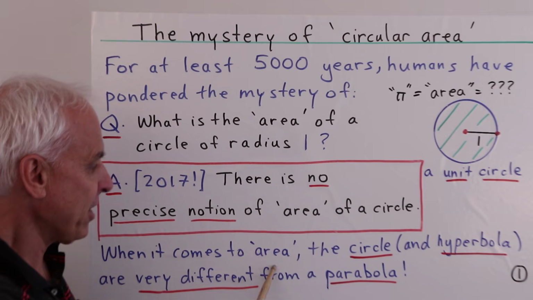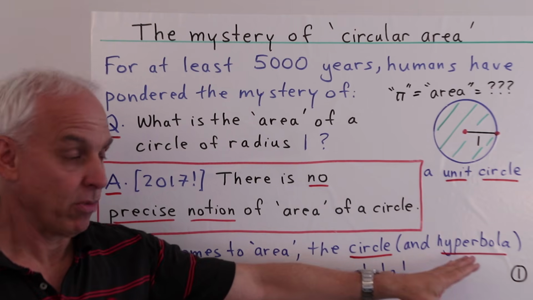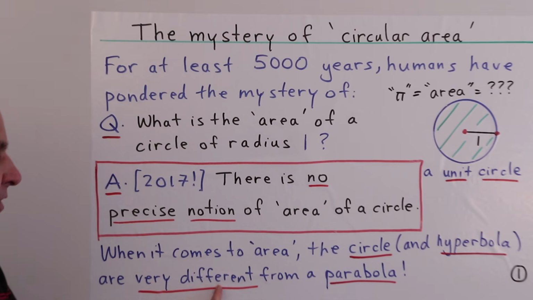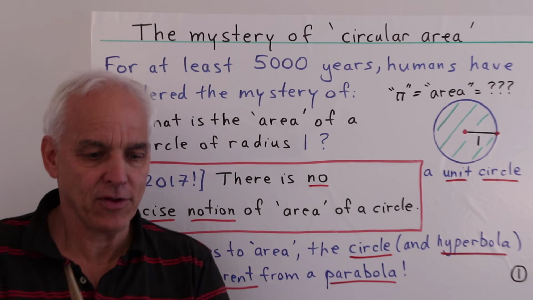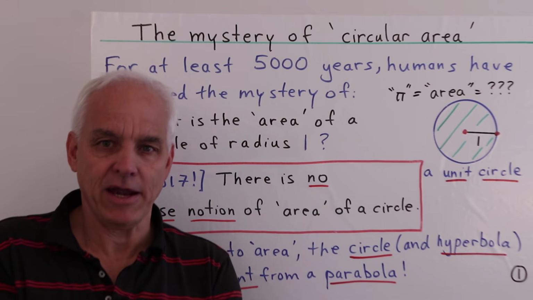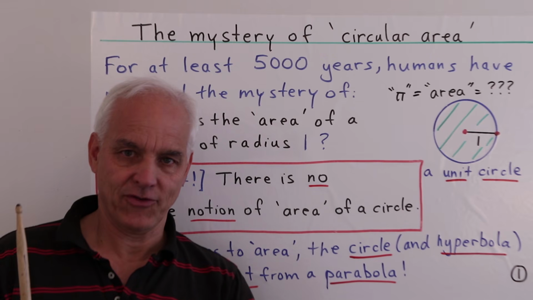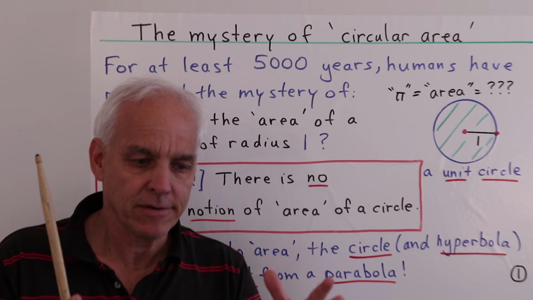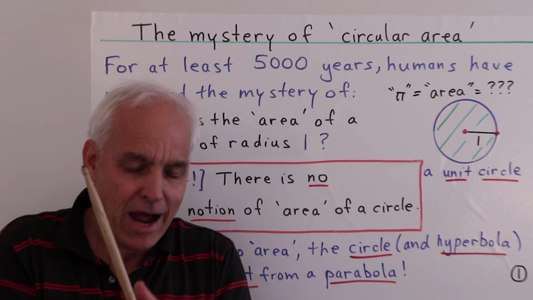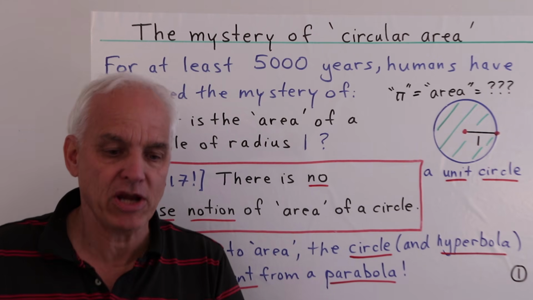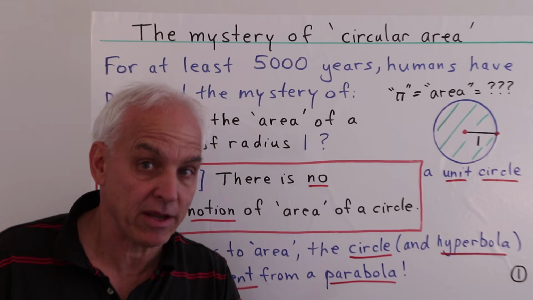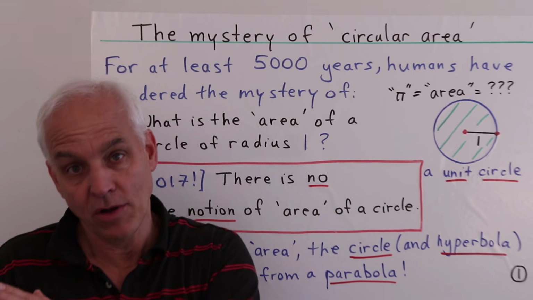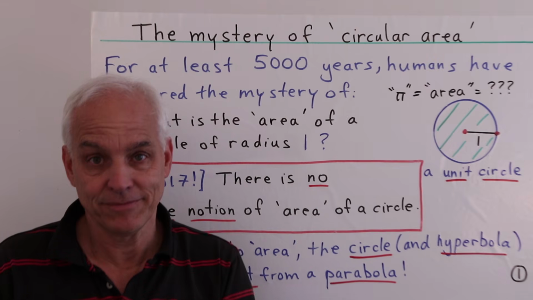So when it comes to area, the circle, and we'll also see the hyperbola, are very different from a parabola. We get this fundamental divide right at the heart of calculus that students really need to be very familiar with. They need to understand that there's this big separation between what happens in the parabolic case and what happens in the circle or hyperbola case.